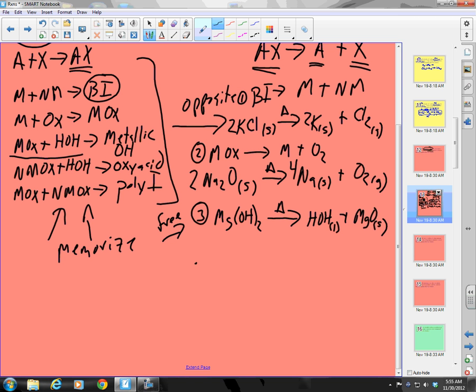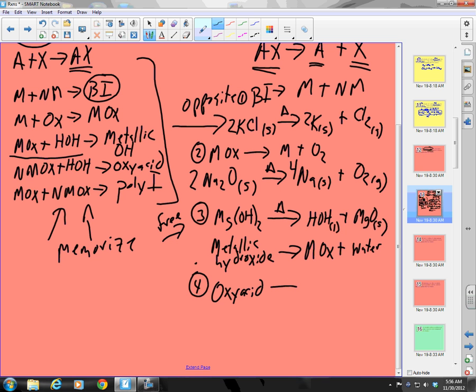Sorry, we should probably write this down, right? If I have a metallic hydroxide, which is also known as a base, that's right, it is going to decompose to a metal oxide plus water. Water. Wasser. Good. Number 4. What do you think number 4 is? How about an oxyacid? An oxyacid is going to decompose into a non-metal oxide plus water.